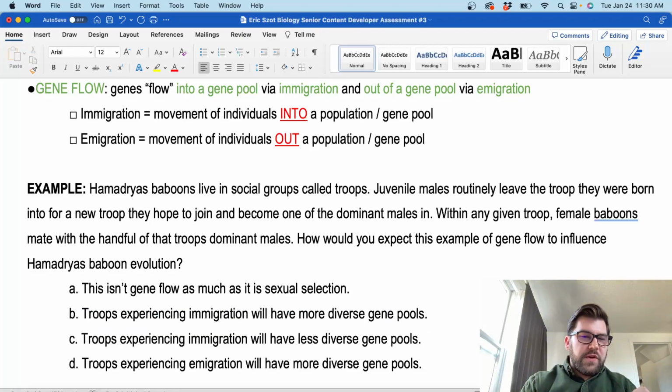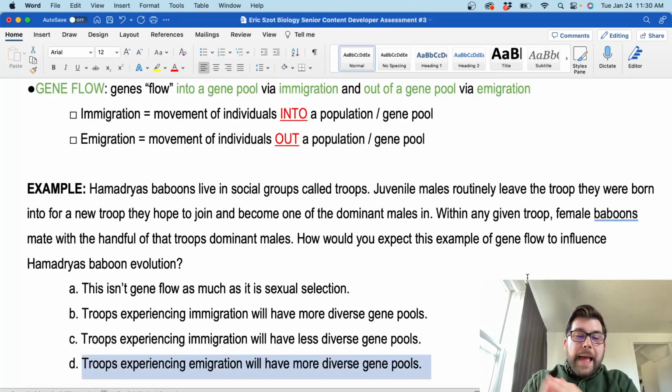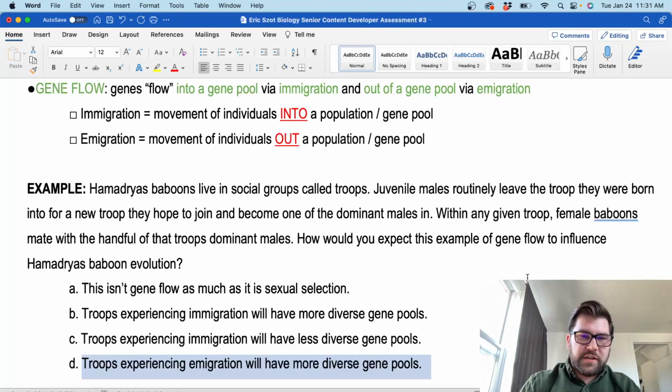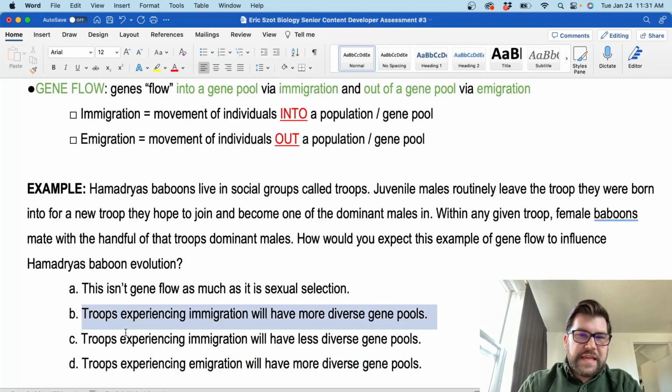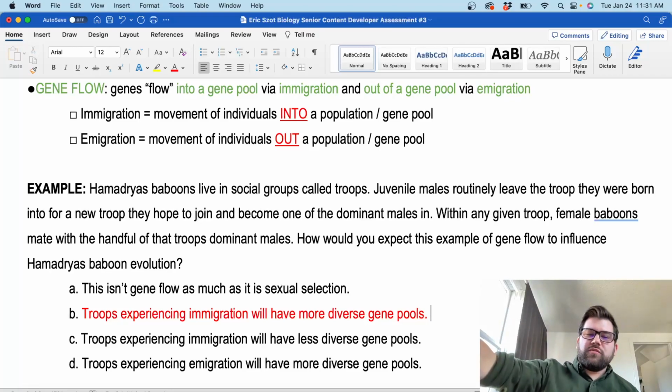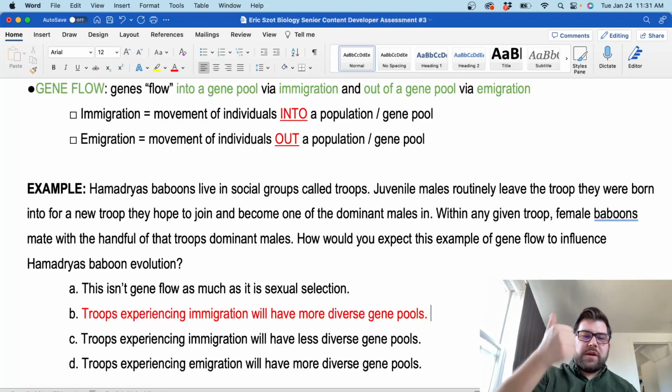C, troops experiencing immigration will have less diverse gene pools. No, that's not true. We know that not to be true. Let's just check D. Troops experiencing emigration, so the troops experiencing baboons leaving, will have more diverse gene pools. Nope, that's not true either. So it looks like B is our best option here. Those in that direction of gene flow, the into direction, receiving more genes into their gene pool, become more diverse.